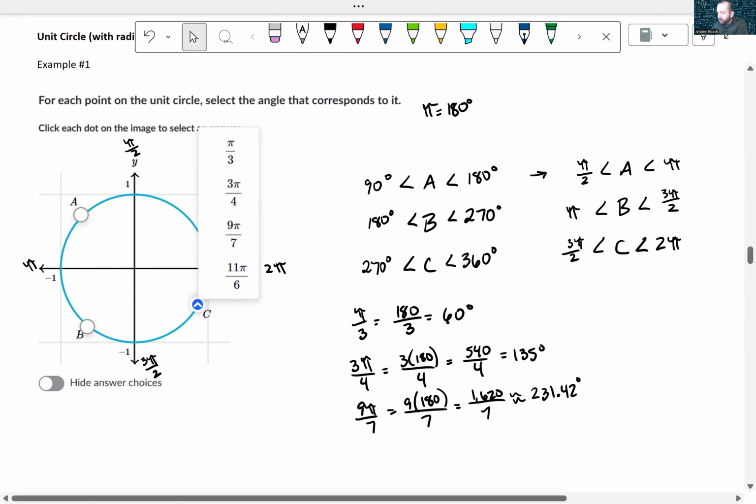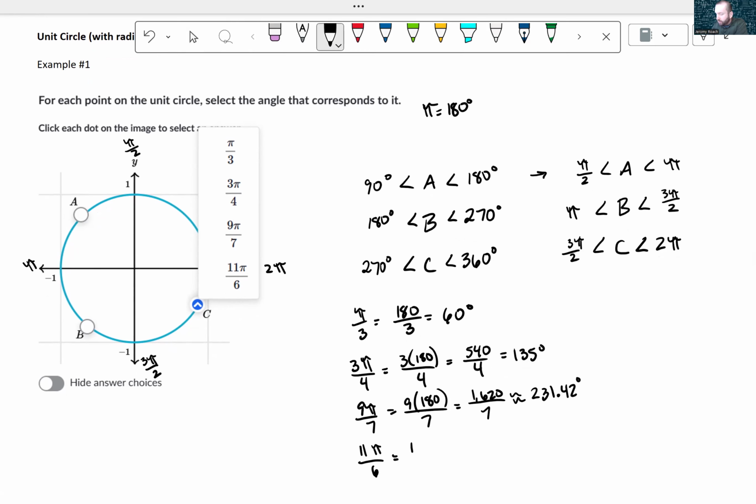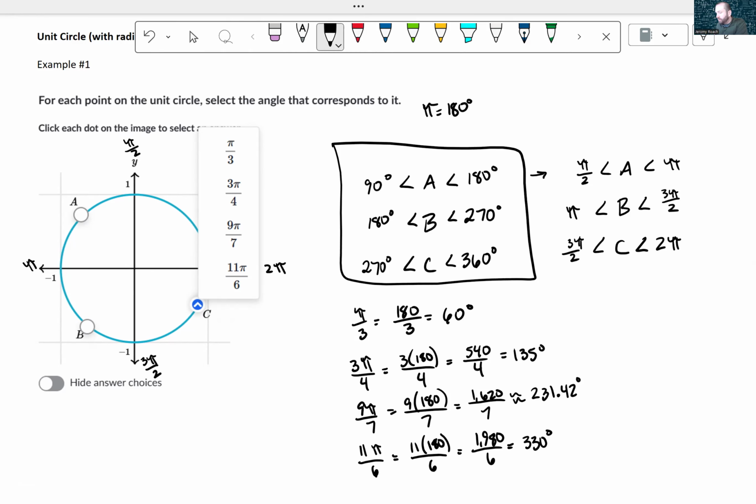And then our last one is 11 pi over 6. It's 11 times 180 over 6 is 1,980 over 6 is 330 degrees. Okay, now we can match these up using this logic here. So A is between 90 and 180.